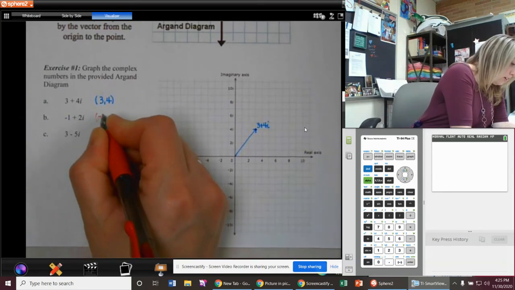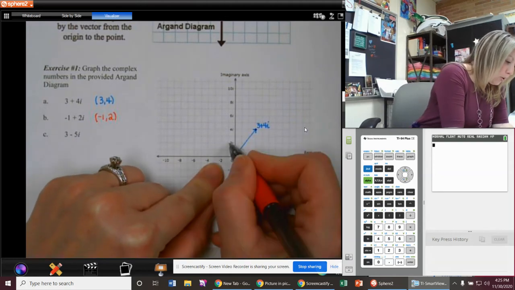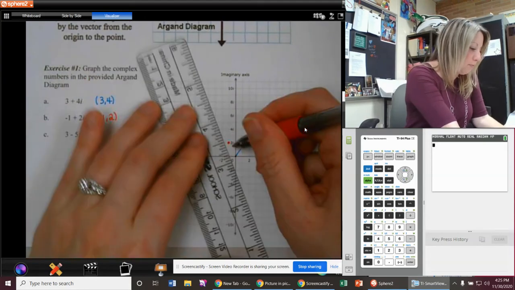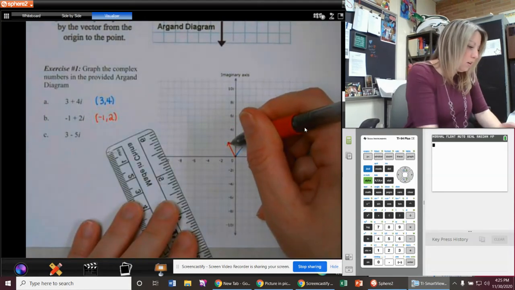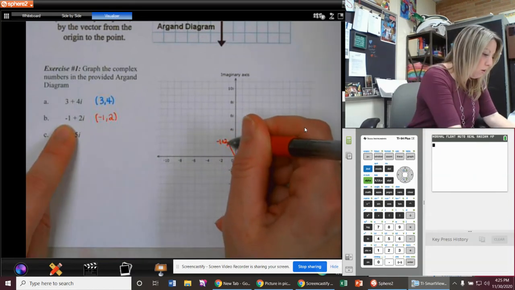That would be the point -1 comma 2. So -1 up to 2 from 0, 0. I graph my vector. Probably could have made bigger vectors here, but there I go. And now I label -1 plus 2i.